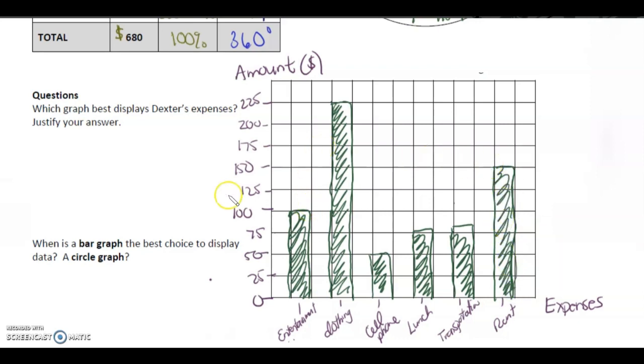All right, there we go. Here's our bar graph. Okay, bars don't touch. Now let's take a look at these two questions. Oh, and you know what? We could title this. We could call this Dexter's expenses. So, which graph best displays Dexter's expenses? Justify your answer. Okay, so this is kind of like a twofold.